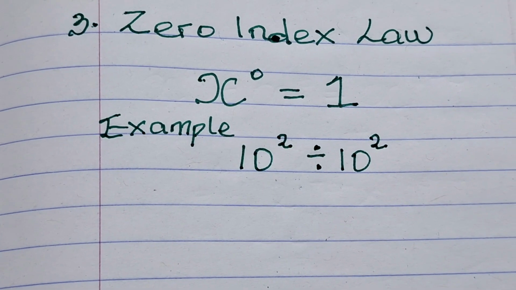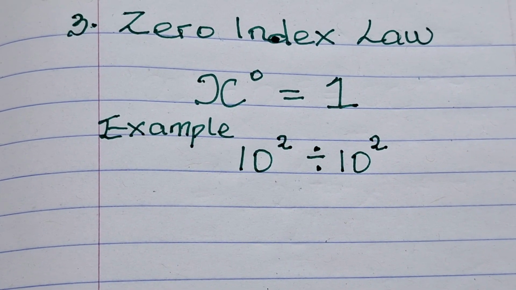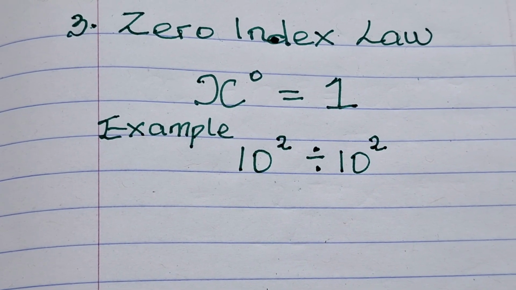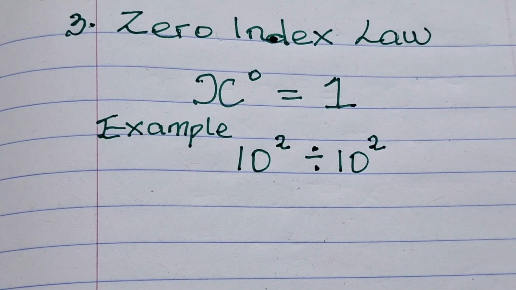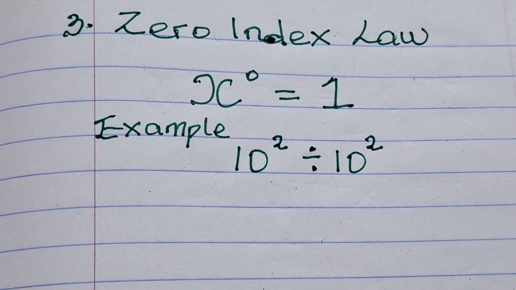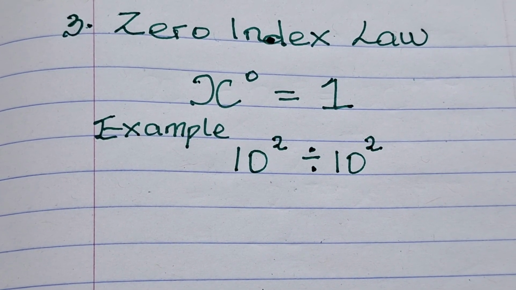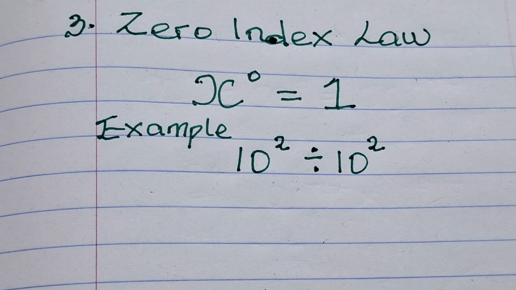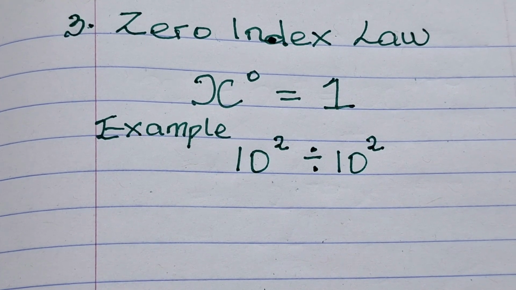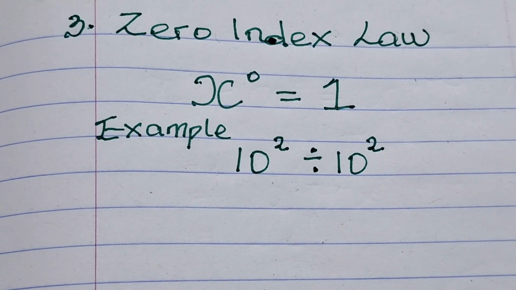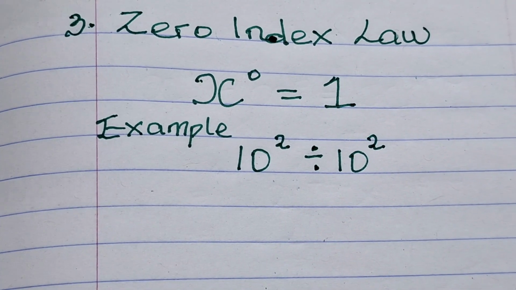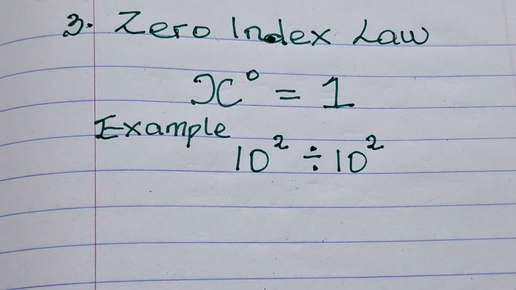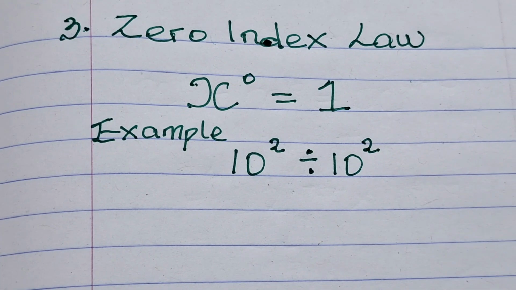Here's our third law of indices. It's called the zero index law. And it says anything raised to the power of 0 is 1. Anything whatsoever. So as long as the power, or the index, the exponential, is 0, then it is equal to 1. That's it, right? So the illustration here is still a base of x raised to the power of 0 is 1.